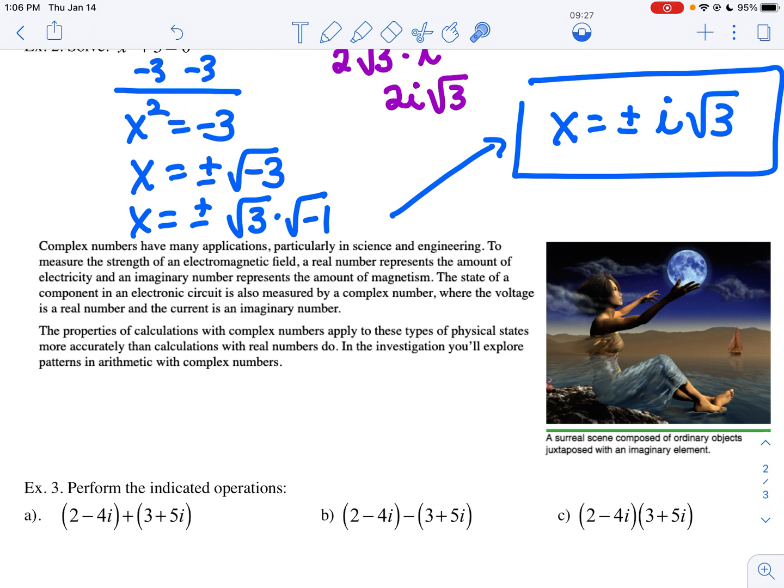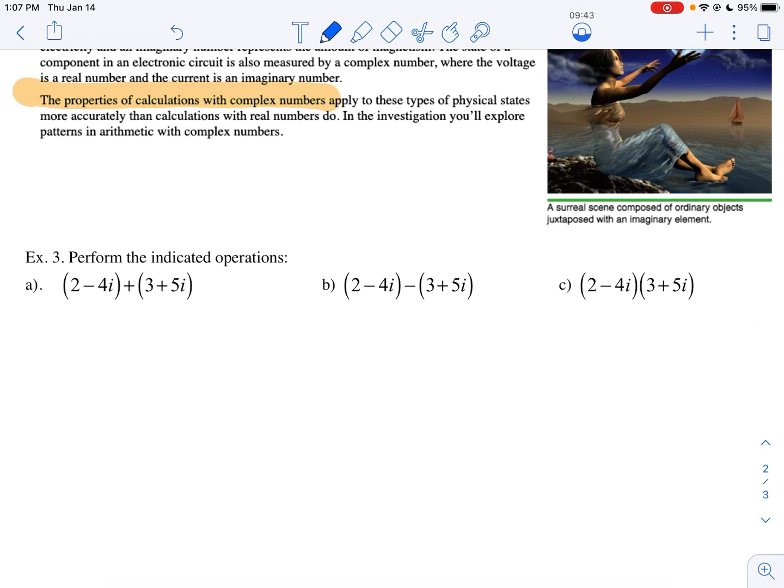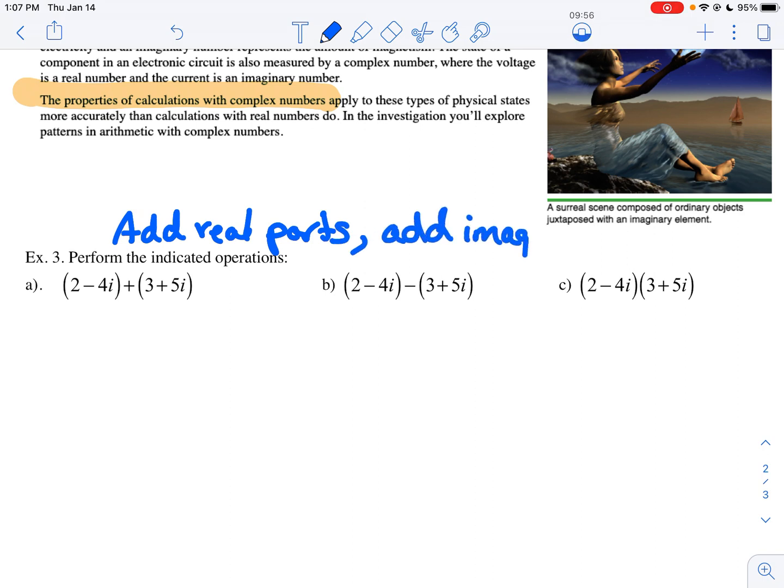All right, the properties of calculations with complex numbers apply to these types of physical states more accurately than calculations with real numbers. In the investigation, you'll explore patterns in arithmetic with complex numbers. So the good news is this is super simple. If you have addition, all you do is you add the real parts. Please write this down. And you add the imaginary parts. Again, please write this down. You add the real parts and you add the imaginary parts.